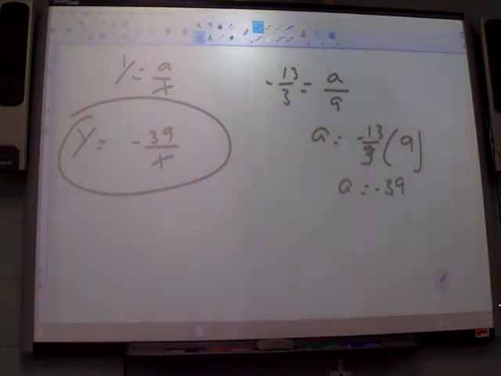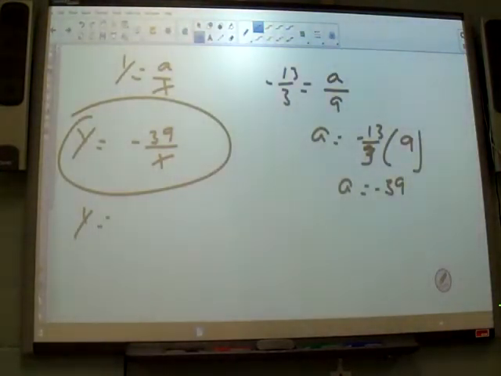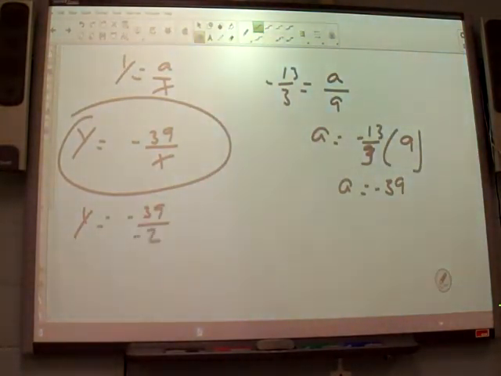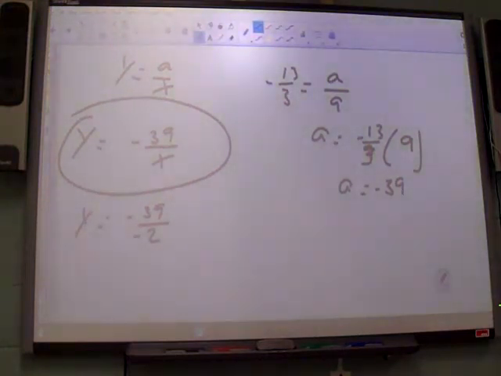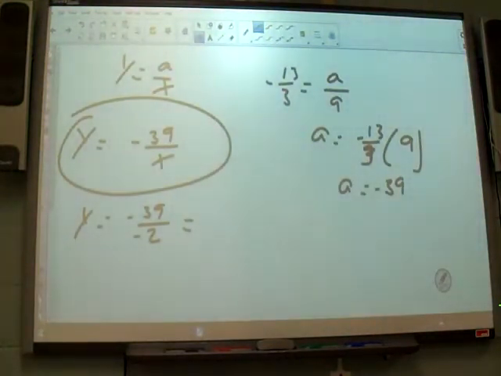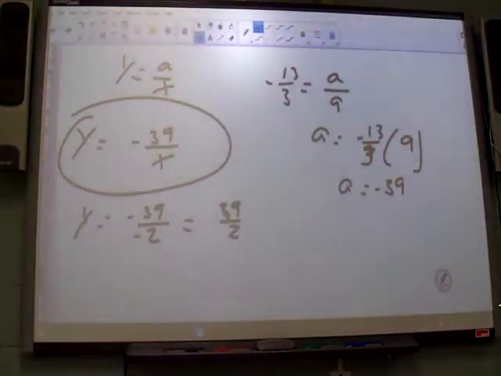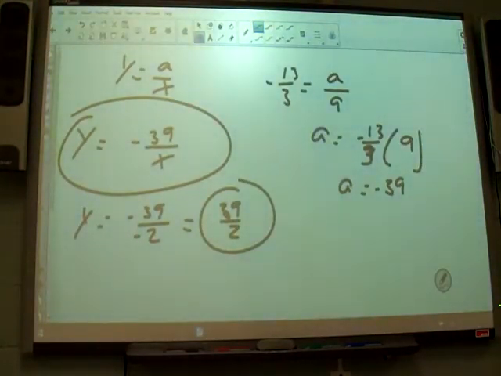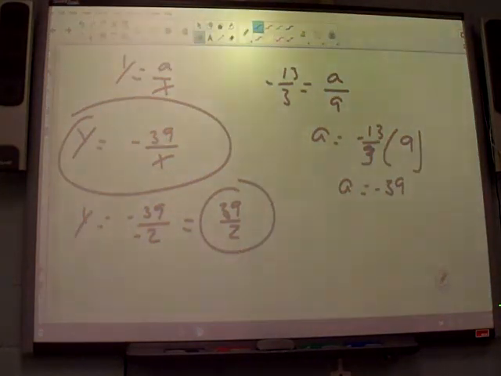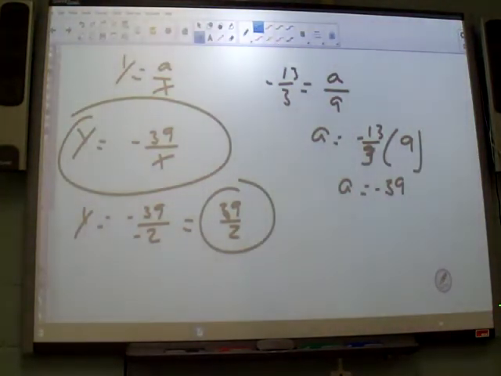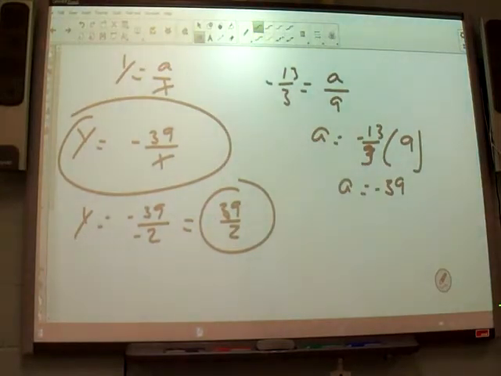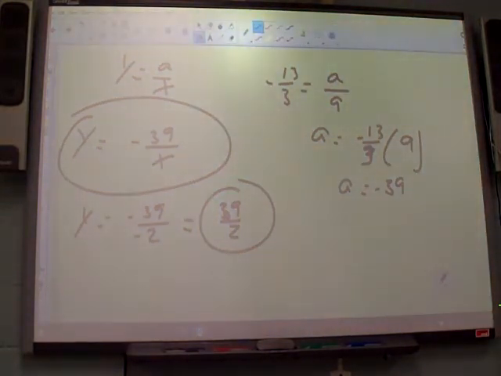Now I have to plug a negative 2 in for the x. So y equals negative 39 divided by negative 2. Negative by negative is a positive, and 2 doesn't go into 39 evenly, so I just left it as 39 halves. If you put, what is that, 19 and a half, you put 19 and a half or 19.5, that's fine. Any of those equivalents are good.